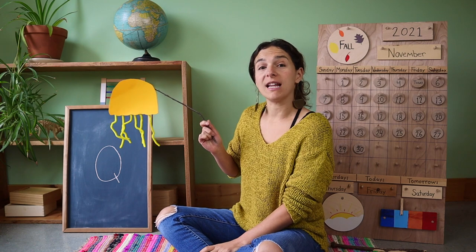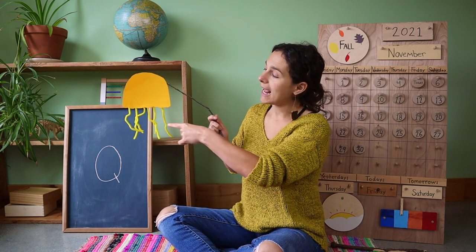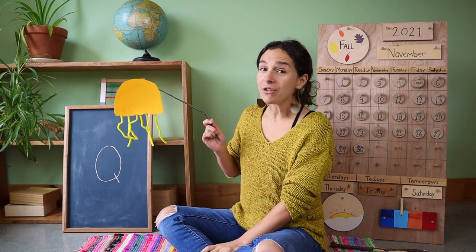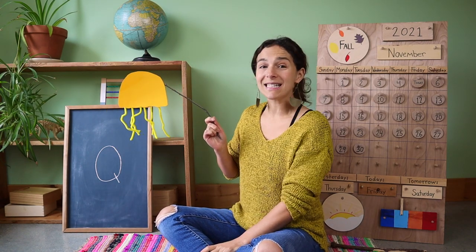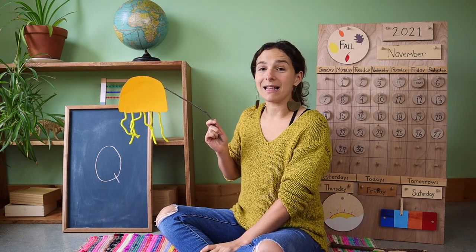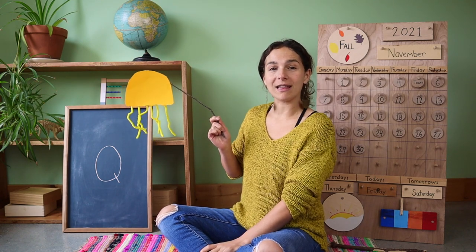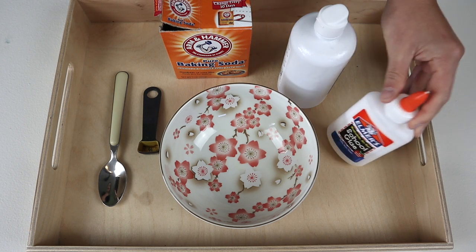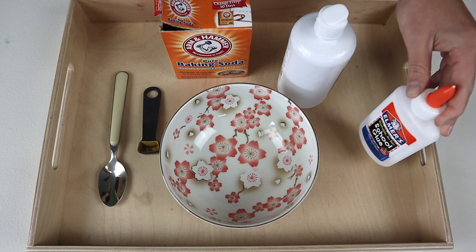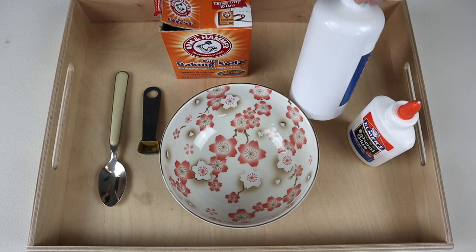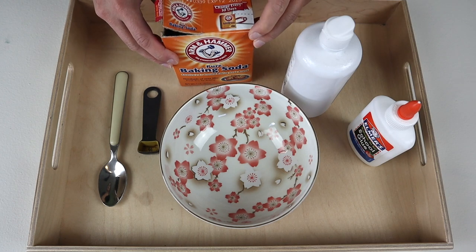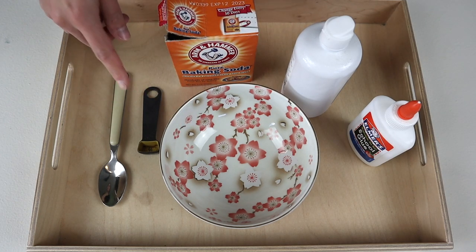Most jellyfish have 4 to 8 tentacles that hang from their bell, which is this part of their body, right up here. I've never touched a jellyfish before because they can sting, but today we're going to make something that feels similar to what a jellyfish would feel like. For today's work, we are going to be making a simple slime recipe. I have a 4-ounce bottle of Elmer's glue, some saline or contact solution, baking soda, my mixing bowl, and some spoons.